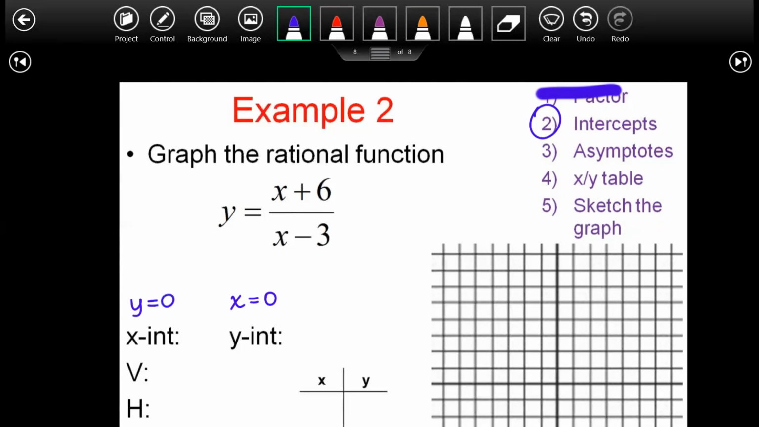Wait, I'm sorry. Repeat that one more time. To solve for an x-intercept, you have to set y equal to 0. For the y-intercept, you're setting x equal to 0. It's opposites. If we plug in 0 for y, we get x plus 6 over x minus 3. The bottom is going to go away because we multiply it by both sides. That means x is going to be equal to negative 6, so our x-intercept is at negative 6.